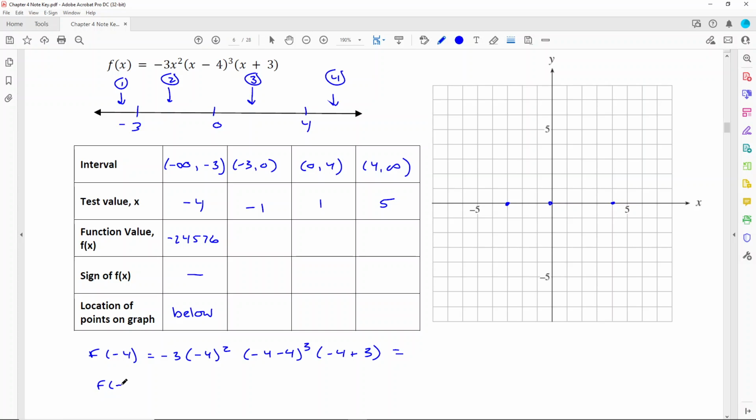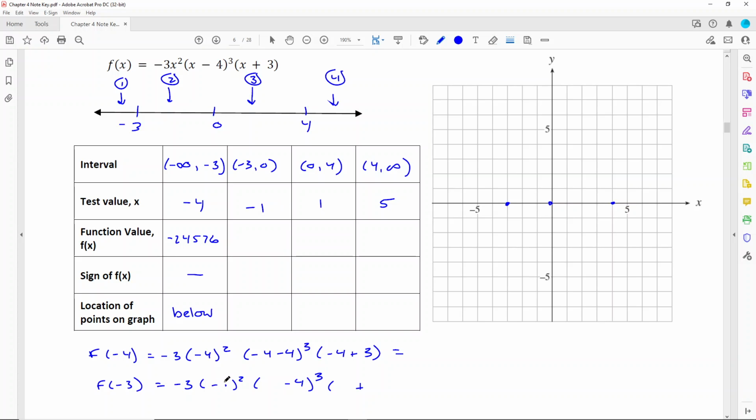Now we're going to plug in negative 3. I get negative 3 times negative 3 squared times negative 3 minus 4 cubed times negative 3 plus 3. Oh, sorry, I can't plug in negative 3. Stop me. It has to be something in the interval. I told you that we were going to plug in negative 1. So let's just put that in. It's been a long day. There we go. Sorry about that. Okay, so we're picking negative 1.